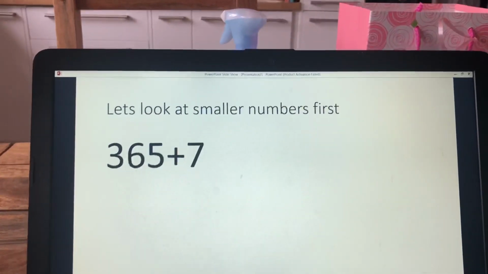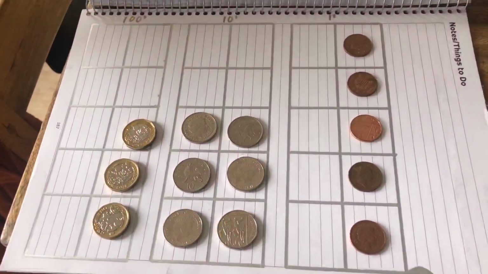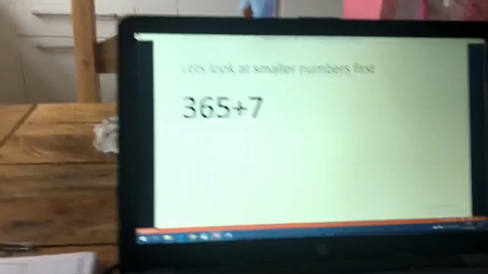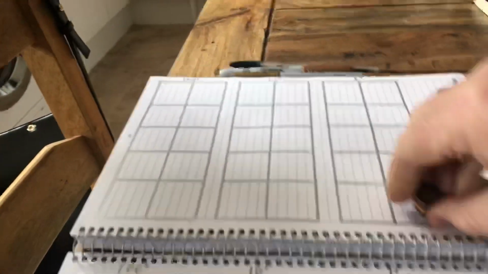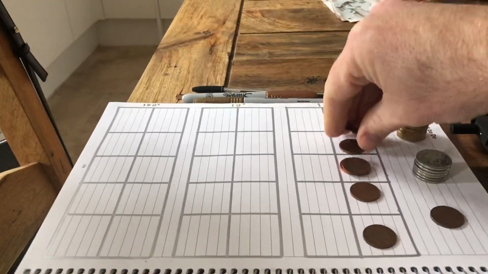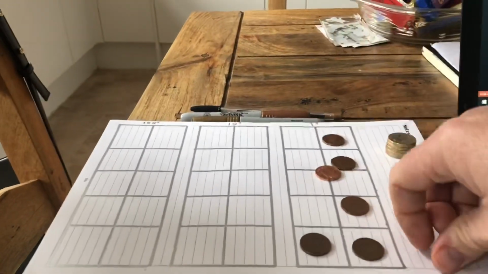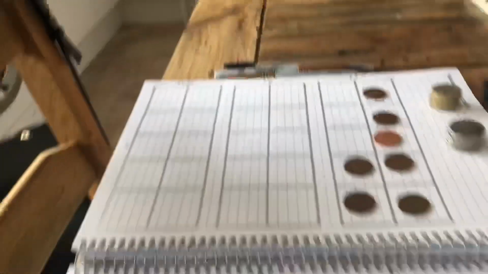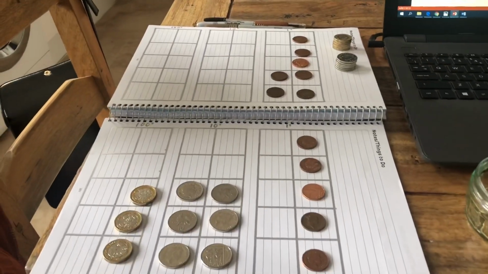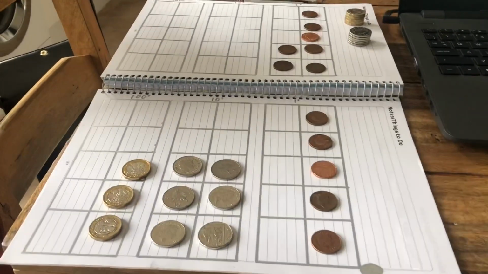So what I've got is smaller numbers first. I'll put this on as an after note, really. I've got my number set out there. We've got a three-digit number, 365, and we're going to add 7. So I'm going to get 7 on my board. So that's what that looks like. 365 add 7. Well, instantly I can see that I've got 5 missing.